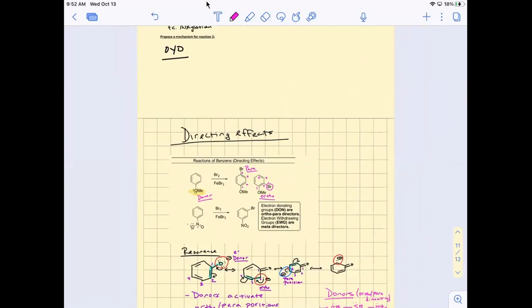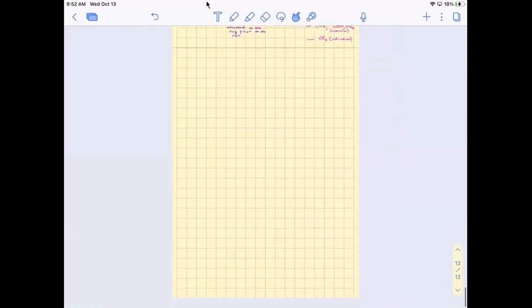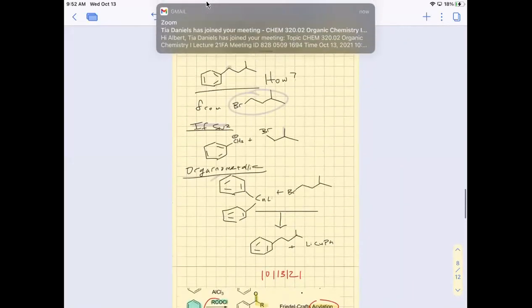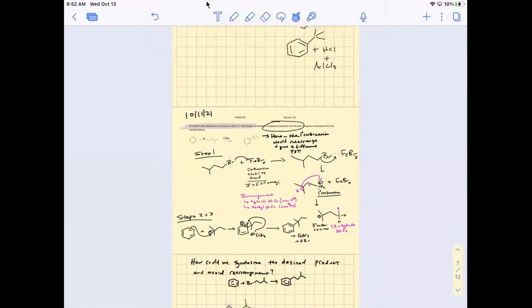I have a question. Go ahead. Are we gonna do the last problem on the sheet together, or is that one on your own too? Which one is that? It says if a Friedel-Crafts alkylation is carried out with a primary alkyl halide, sometimes unexpected products are formed. Oh, we did that one Monday. Oh, I missed. Okay, we did it Monday. Okay, thank you.